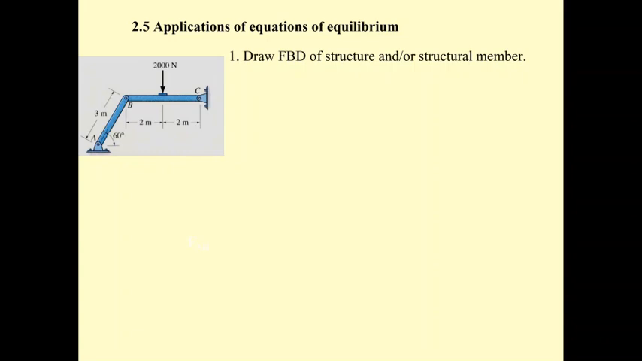There is one important step: draw the free body diagram of the structure or structural member. By drawing the free body diagram first, we are supposed to set up the reference axes x and y, since after we finish the free body diagram, we have to use summation of F_x equals 0 and summation of F_y equals 0. So we will know which direction is x and which direction is y.